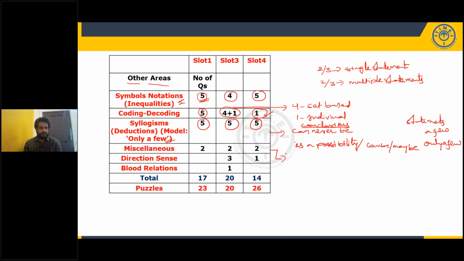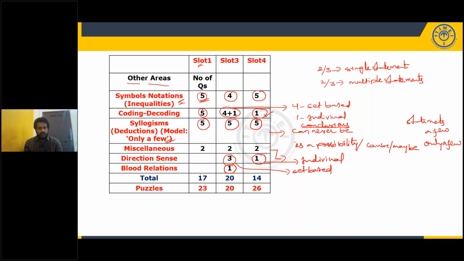This kind of questions. But when it comes to the direction sense, it was not available in slot 1, but in both slot 3 as well as in slot 4, it is available. In slot 3, it is given set based, but in slot 4, they gave an individual question. And blood relations only present in slot 3 and one single question.